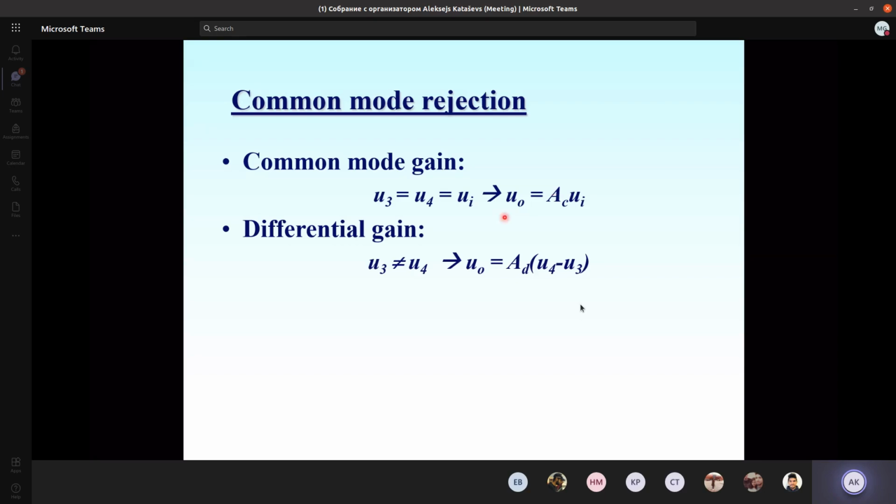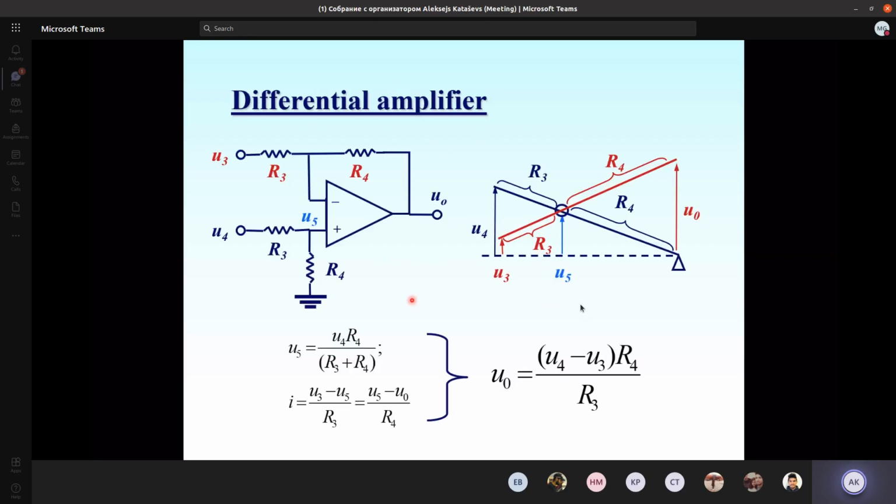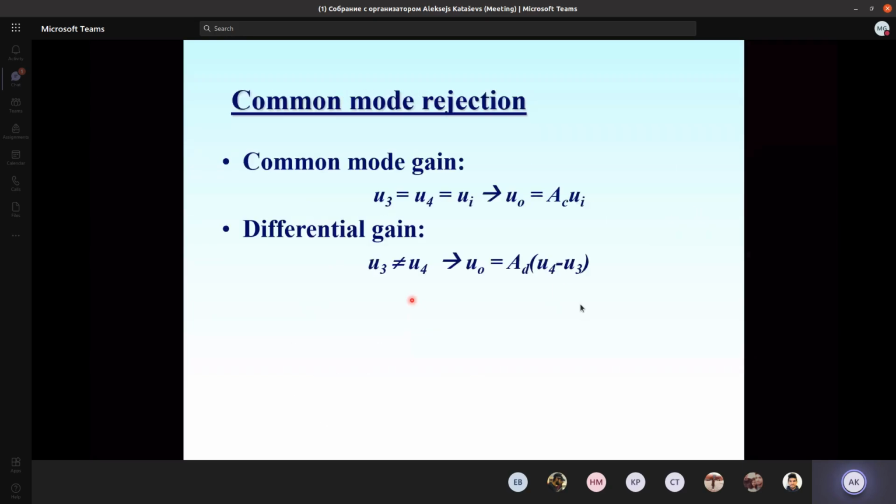The differential gain is just the usual gain that we calculated beforehand. It is the ratio between the output voltage and the difference between the input voltages. And of course, we could understand that the differential gain is generally much higher than the common mode gain.